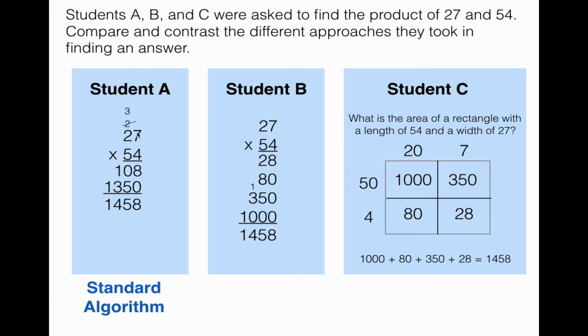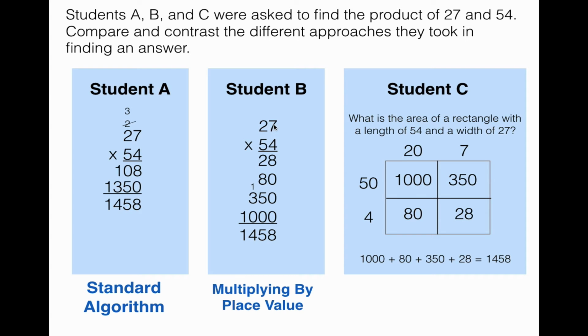So we've done two operations here, 27 times 4 and 27 times 50. We get these two values, you take their sum, and you get 1,458. That's the standard algorithm. All right, student B took a different approach. Student B multiplied by place value. Essentially, rather than doing two different operations, student B did 4.